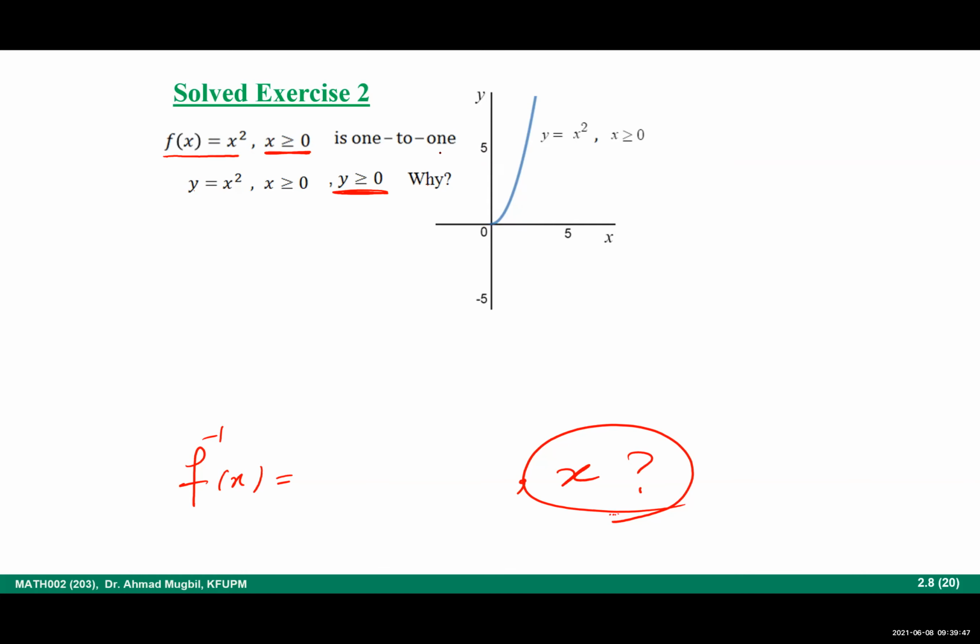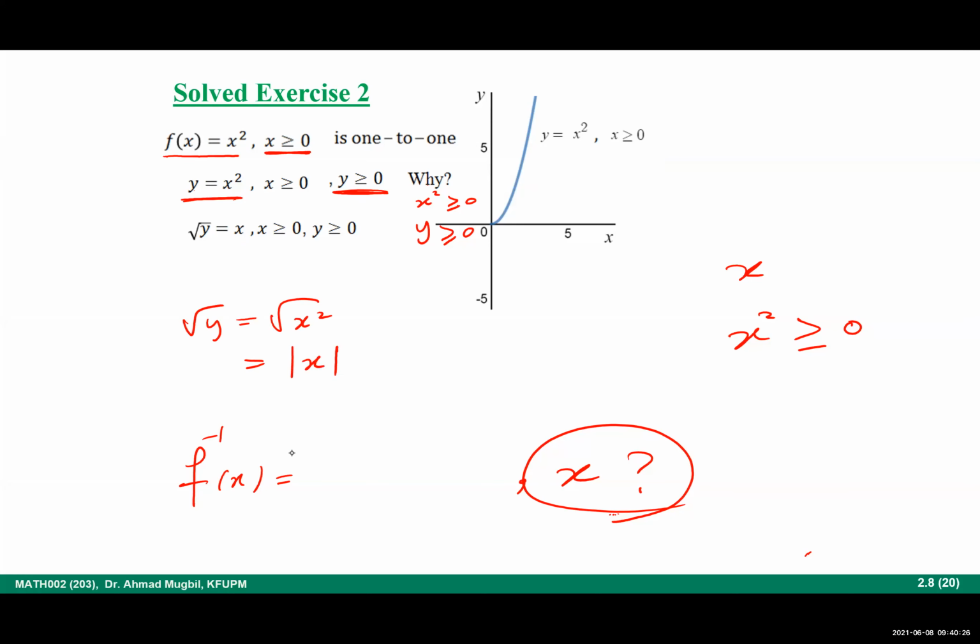Or for another reason, what is y? Because x squared is greater than or equal to 0, for any real number x, if you square it, it will be greater than or equal to 0. So y is x squared, and y is greater than or equal to 0. Now, to find the inverse, we will solve this equation for x. How to solve it for x? You will square both sides or take the square root. Here you will take the square root of both sides. When you take the square root of y equals the square root of x squared, we know that the square root of x squared is the absolute value of x. Okay?